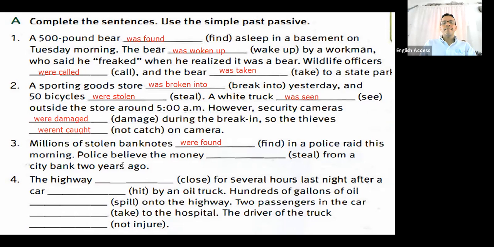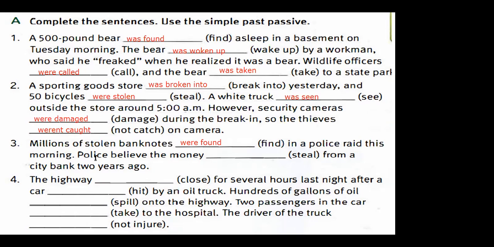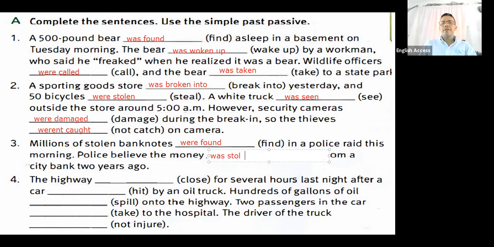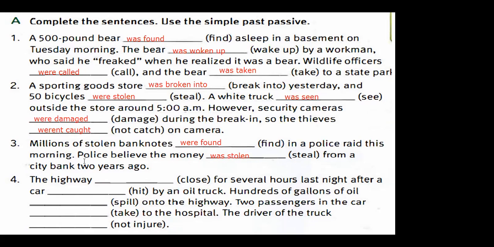Lupita, police believe... Yes, teacher. The money was stolen. Was stolen. Yes. Police believe it was stolen from a city bank 2 years ago. Okay, can you read the sentence? Police believe the money was stolen from a city bank 2 years ago.